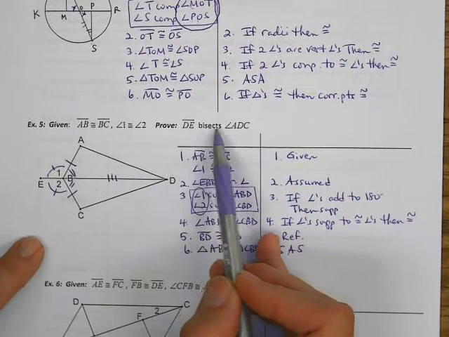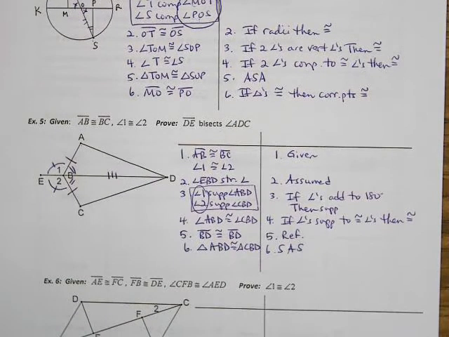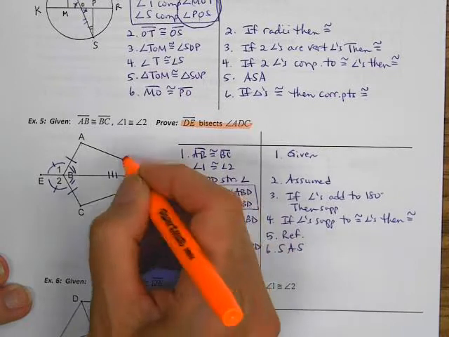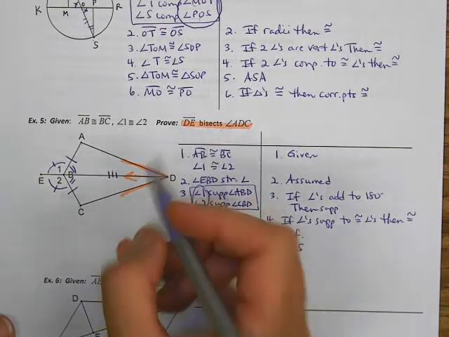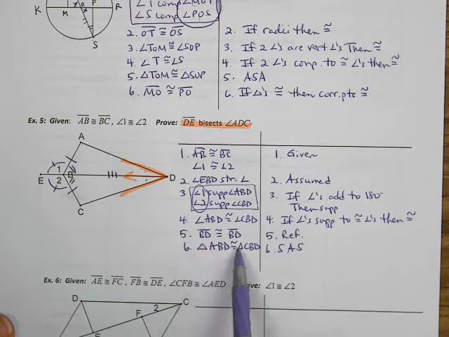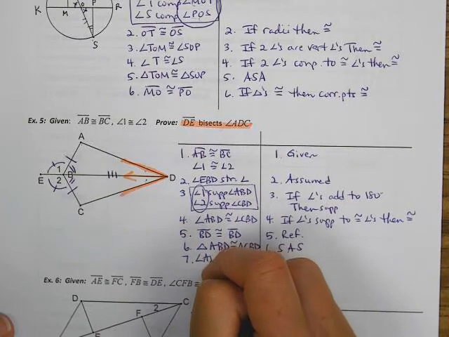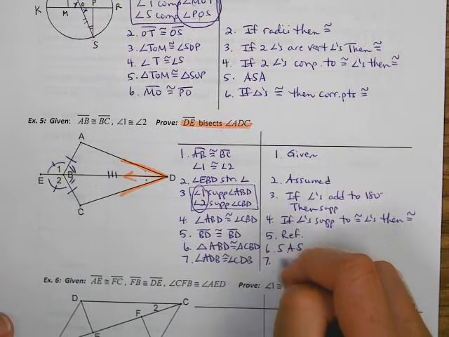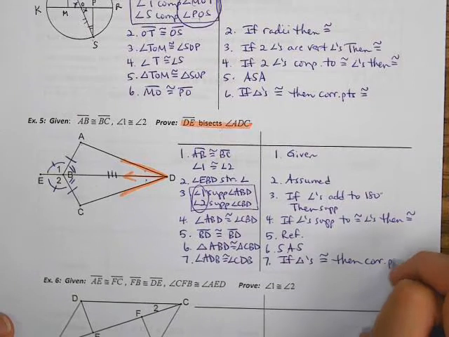This says DE bisects angle ADC. Well, let's look at what that means here, because that's not exactly what we have. DE, I need this ray to bisect this angle. The only way I can get a bisector, that's not a corresponding part, I'd have to have these two angles congruent. Well, those two should be congruent because my triangles are congruent. So in step seven, I'm going to say angle ADB is congruent to angle CDB if triangles are congruent, then corresponding parts are congruent.